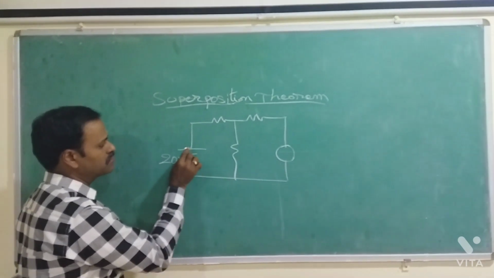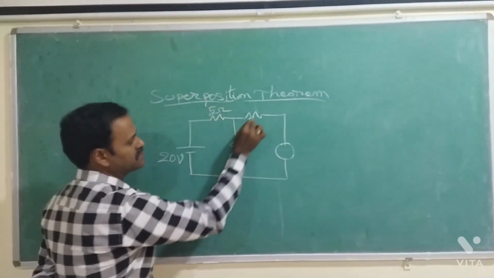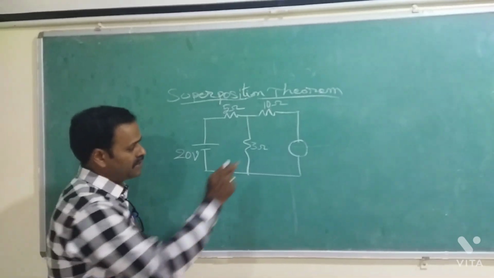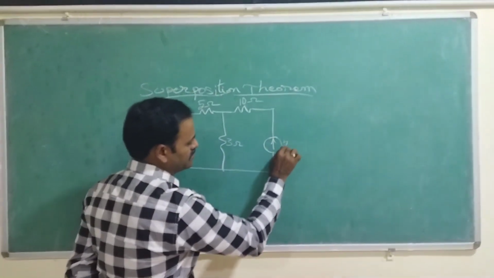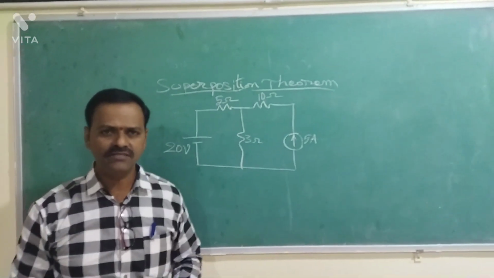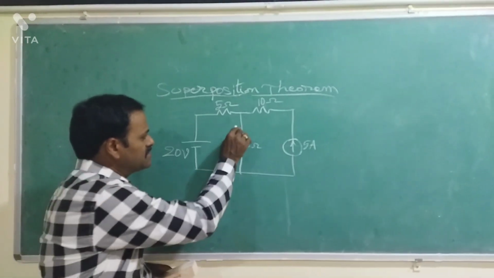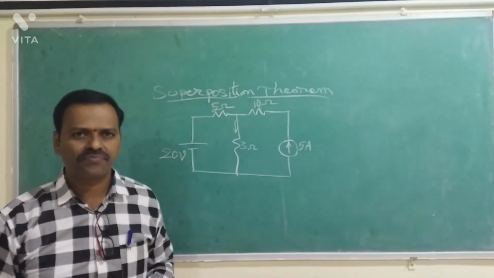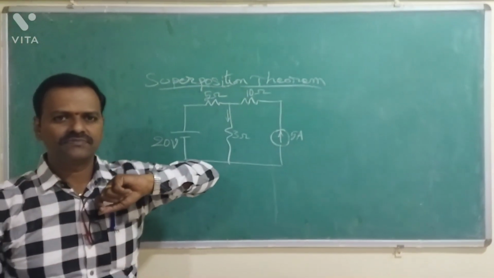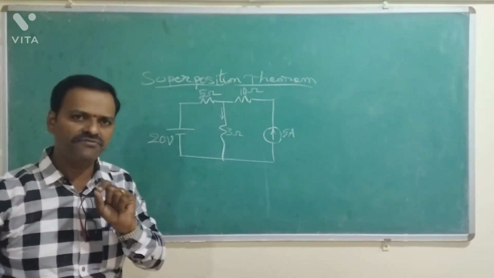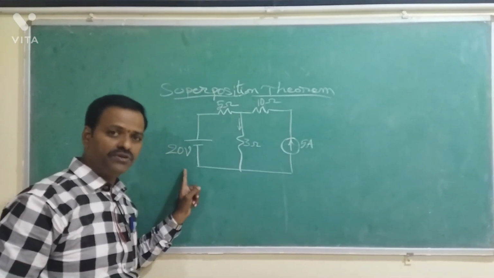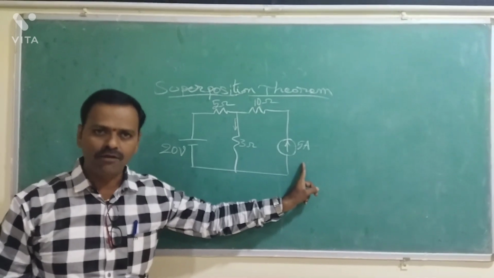Let us consider this is 20 volts, this is 5 ohms, this is 10 ohms, and this is 3 ohms. And here we have one current source, its current is 5 amperes. Let us consider the current flowing through this 3 ohms. As per the statement, the current flowing through any one element is equal to the algebraic sum of currents flowing through this element caused by individual sources, that is 20 volts alone and 5 amps alone.